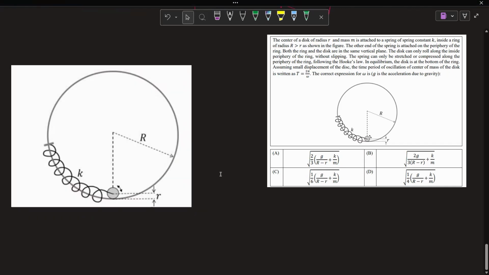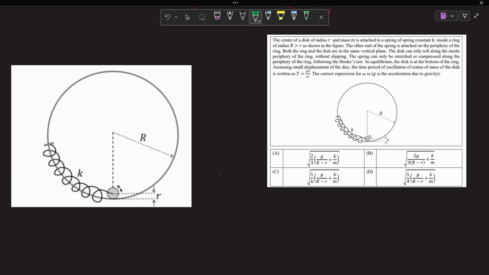Okay, so let's read the question. The center of the disk of radius r and mass m is attached to a spring of spring constant k inside a ring of radius capital R, and capital R is greater than r. The other end of the spring is attached on the periphery of the ring. Both the ring and the disk are in the same vertical plane. The disk can only roll along the inside periphery of the ring without slipping. The spring can only be stretched or compressed along the periphery following Hooke's law.